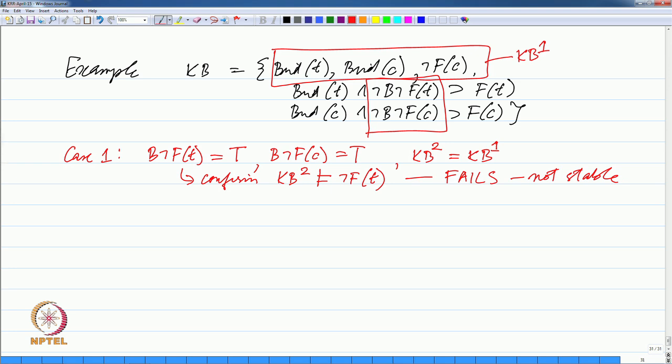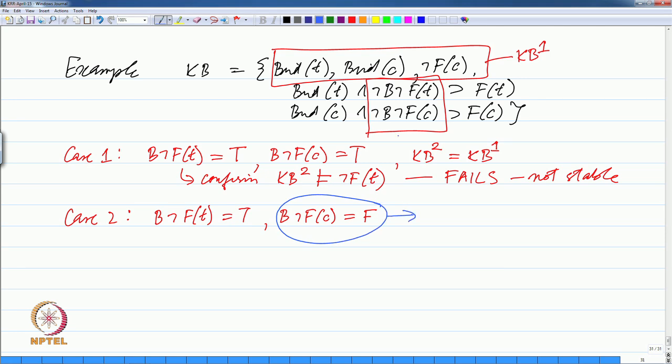The positive introspection does not happen here. So, case 2: if we do this, then this will result in that corresponding statement being reduced to bird chili implies flight chili. This will go to KB 3, let me call it.